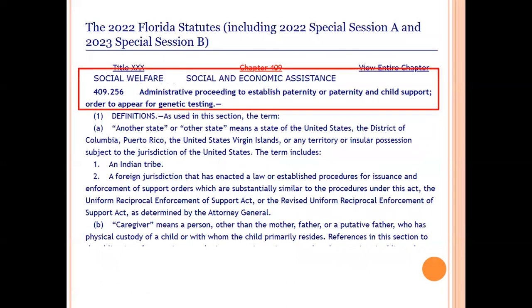All right, we're going to go here, 409.256, administrative proceeding to establish paternity and child support, order to appear for genetic testing. Definitions. A. Another state or other state means a state of the United States, the District of Columbia, Puerto Rico, the United States Virgin Islands, or any territory or insular possession subject to the jurisdiction of the United States. The term includes an Indian tribe, a foreign jurisdiction that has enacted a law or established procedures for issuance and enforcement of support orders which are substantially similar to the procedures under this act, the Uniform Reciprocal Enforcement of Support Act, or the revised Uniform Reciprocal Enforcement of Support Act, as determined by the Attorney General. Okay, I don't see anything that says Florida here. I don't see it, but let's continue.